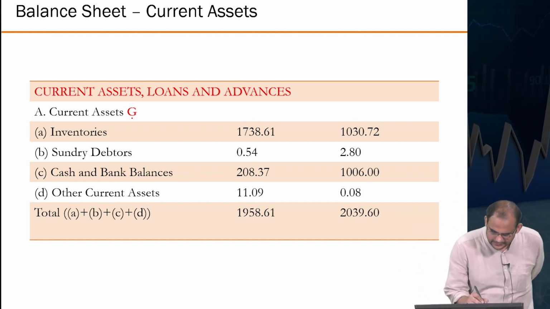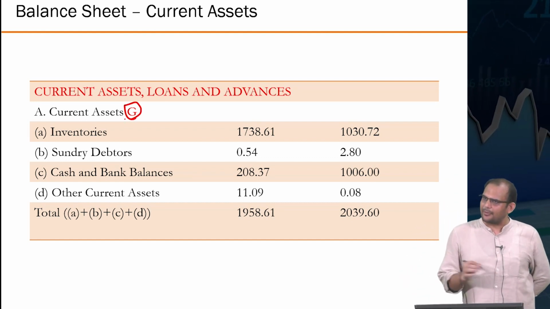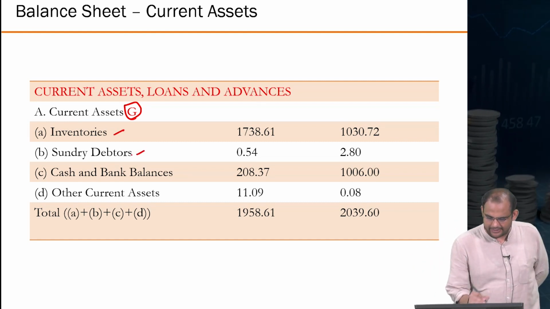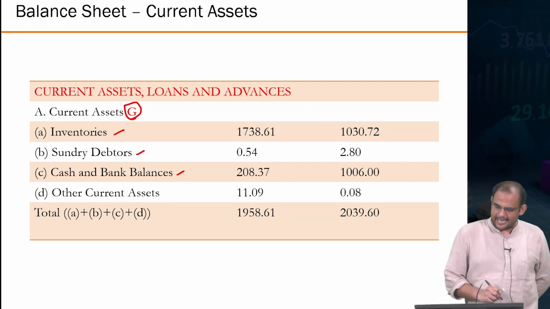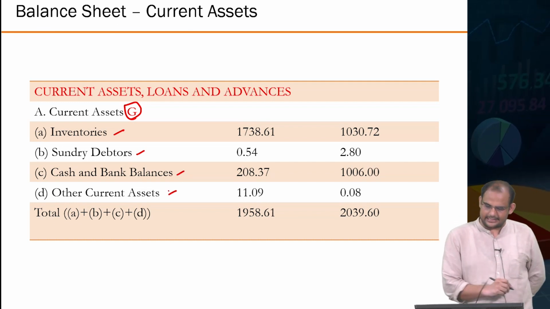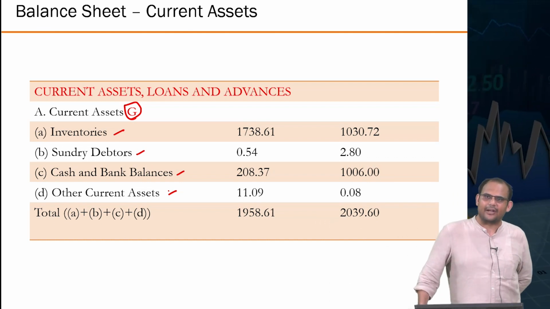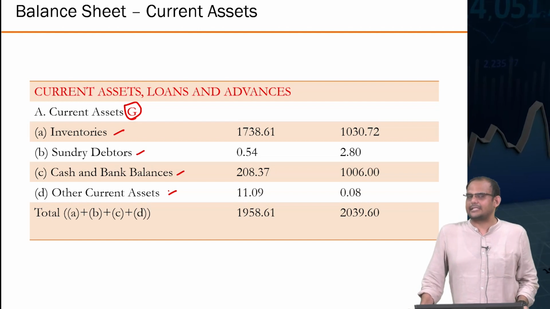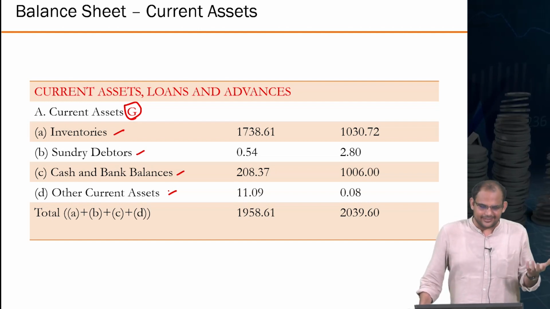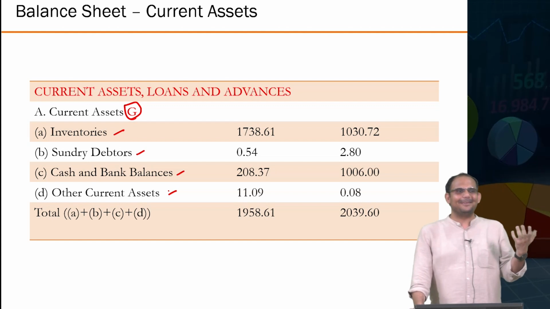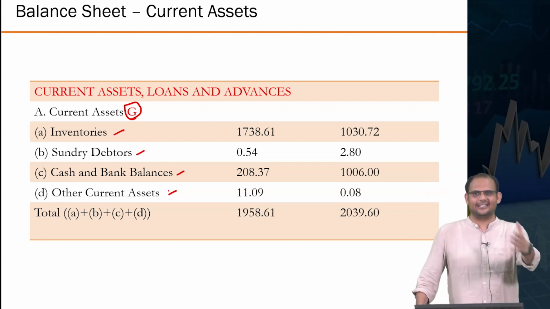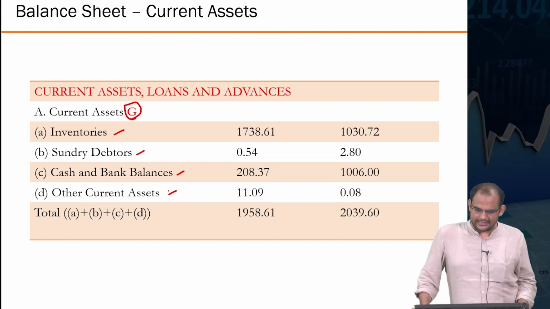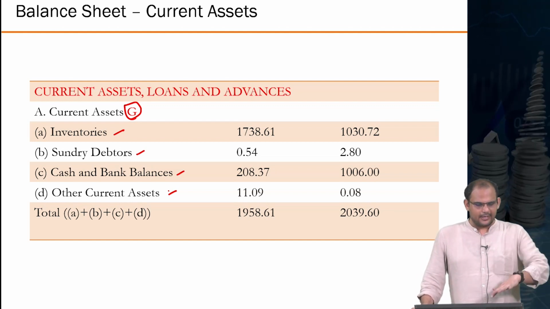And then there are current assets, whose details are provided in Schedule G. This is just an example. In that, you have inventory, debtors, cash and bank balances and other current assets. So the main criterion for defining what current assets are is the 1 year term. If the asset can be easily liquidated in a given 1 year period, it will be called a current asset, right? Any doubts in this?